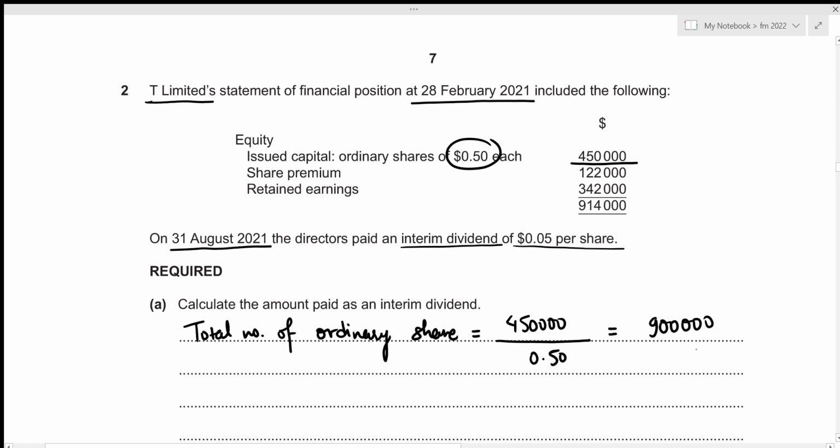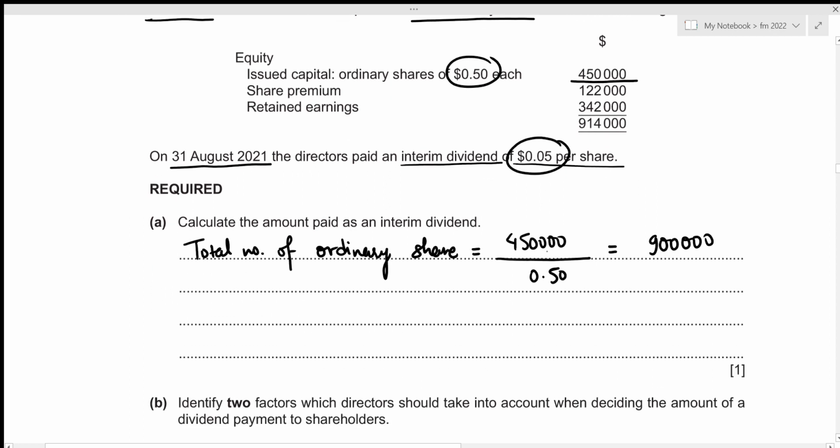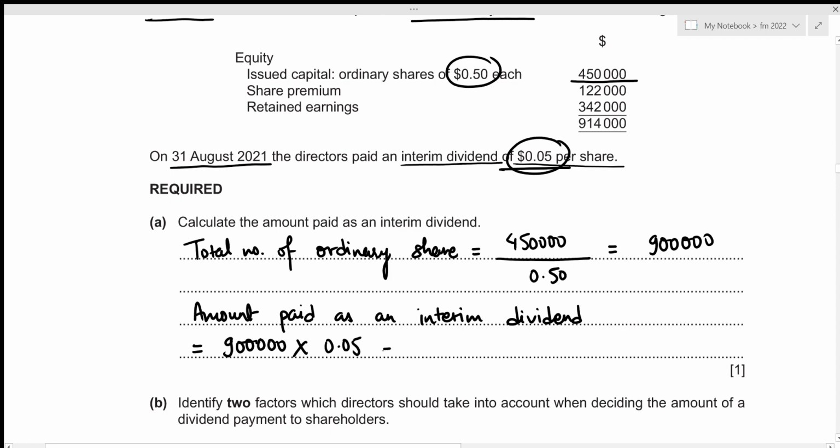So in order to figure out the amount paid as an interim dividend, we just need to multiply it with the rate of interim dividend per share, which is 0.05. Let's do that. So the amount paid as an interim dividend is just going to be the total number of ordinary shares, which we just figured out to be 900,000, times the rate of interim dividend per share, which is 0.05. And this gives the total amount paid as an interim dividend to be 45,000. And this concludes the first part of this question.